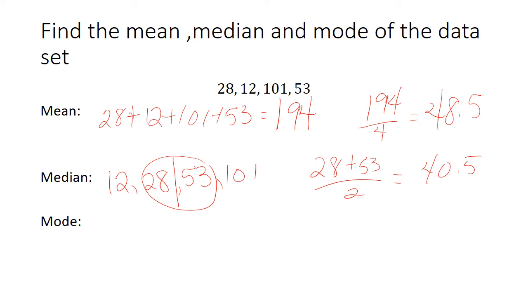And then our mode is the one that happens more than any other, and they each only occur once, so we would say there is no mode. So it's possible to have no mode, a single value as the mode, or even multiple values as your mode. All of those are totally normal.